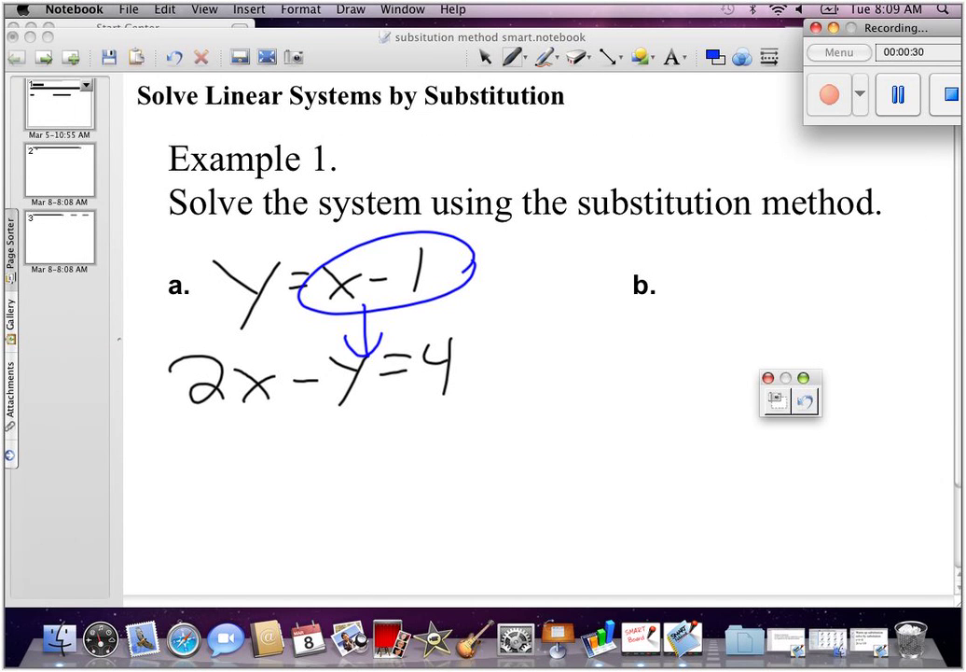Y. So my new equation is going to be 2x minus (x minus 1) equals 4. Let me make this one look prettier. Does everybody see where we got that from? Can you plug that in? Brian, what do I do next?